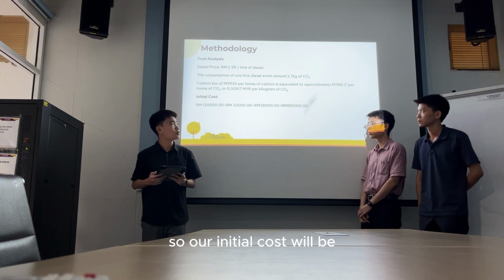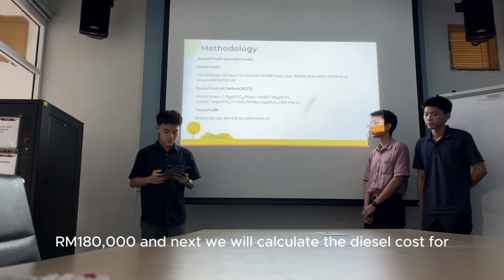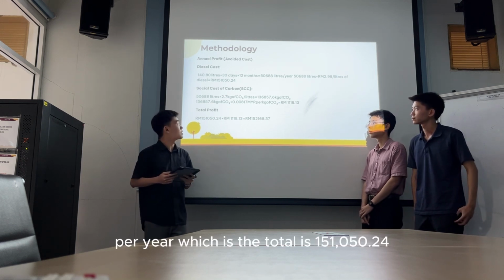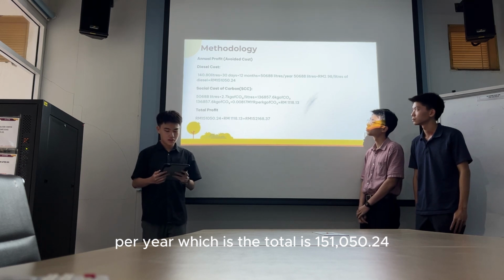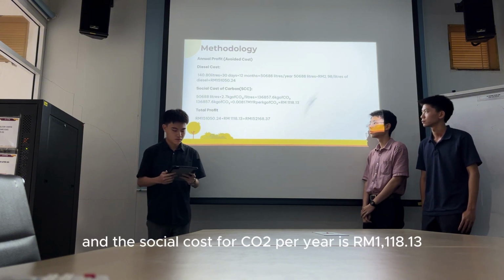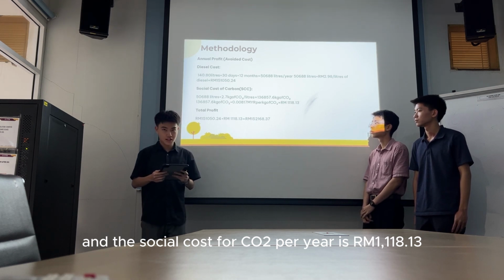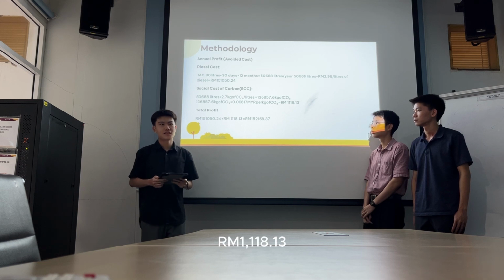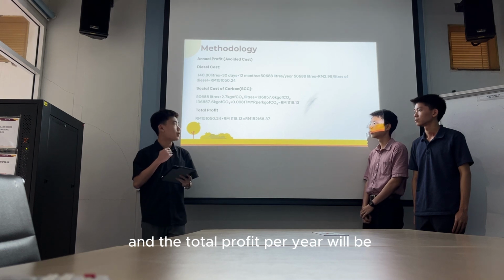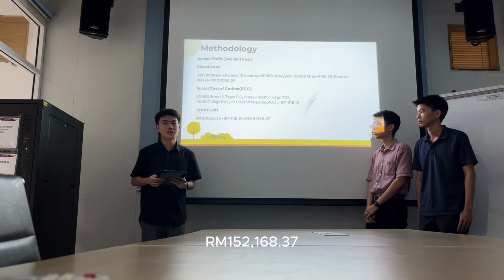So our initial cost will be 180,000 ringgit. And next we will calculate the diesel cost for a year, which is the total is 151,050 ringgit and 24 cents. And the social cost for carbon per year is 1,180 and 13 cents. And the total profit per year will be 152,168 ringgit and 37 cents.